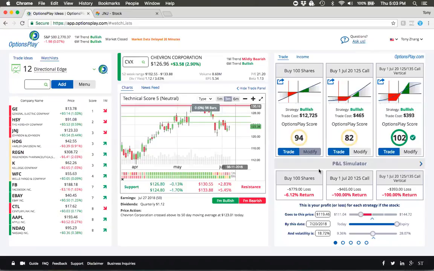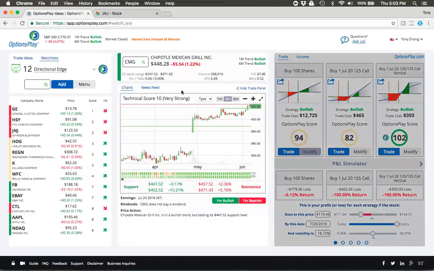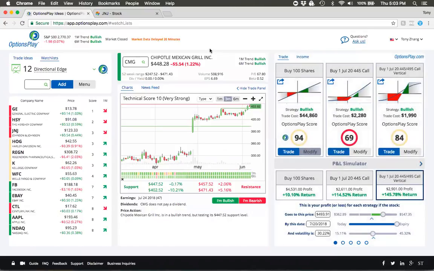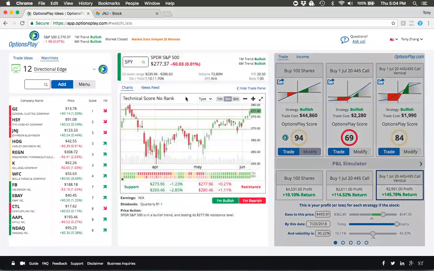Let's see. So I have a few other questions that I think I want to take a look at here. You picked CMG, Chipotle Mexican, recently with a July vertical. Stopped out today at 50. I'm not sure what your question is. If you could clarify, that'd be great. I know I had a couple of questions about looking at SPY, so let's take a look at SPY.